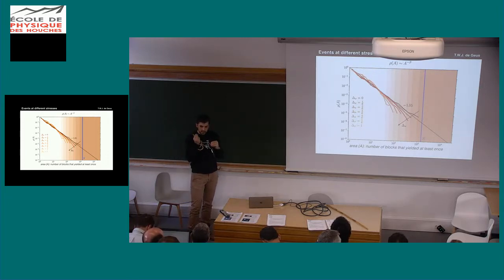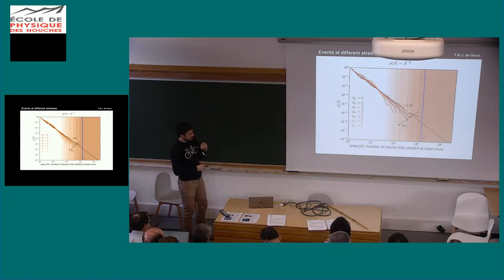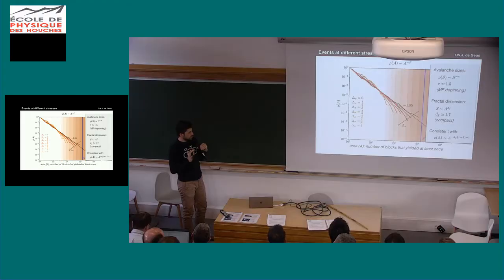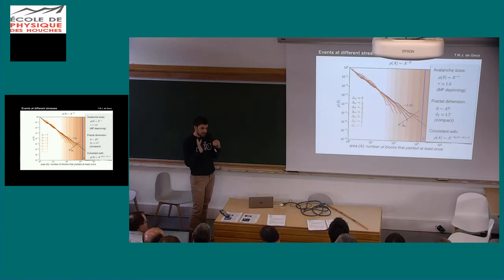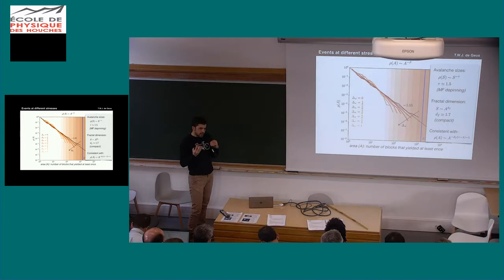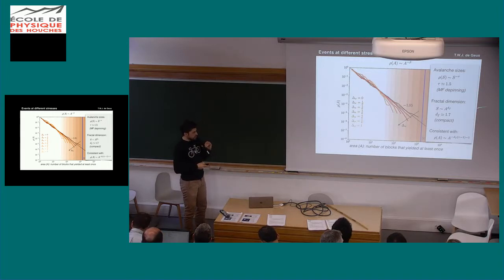First of all, at this critical stress, we see that we have a nice power law distribution of avalanche areas. In this community, it's also relevant to report that we can measure the distribution of avalanche sizes, which is literally the number of times that things have yielded. For the distribution of avalanche sizes, we measure the mean field exponent of 1.5. Independently, we can also measure the fractal dimension, the relationship between avalanche size and avalanche area, which we measure to be 1.7. So these are rather compact objects, actually. And this is consistent with our individual measure of the distribution of avalanche areas.